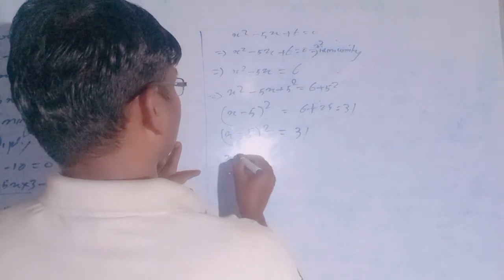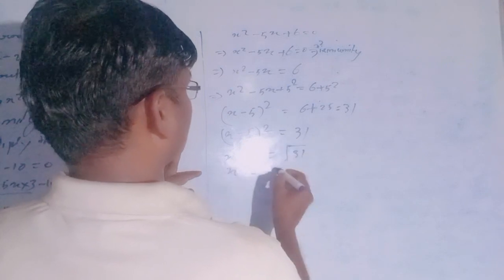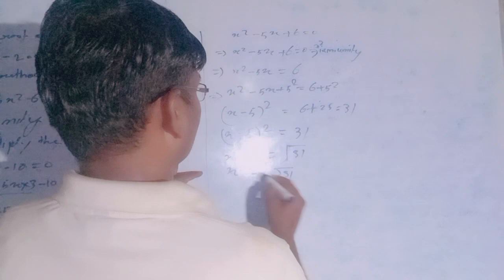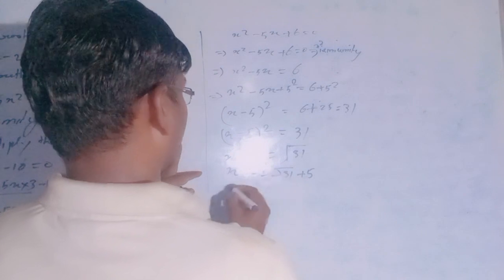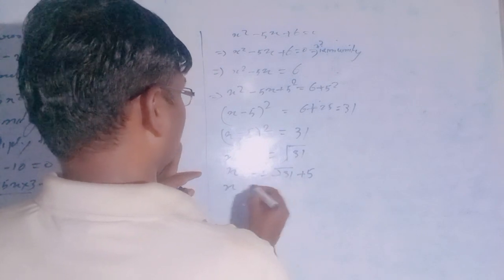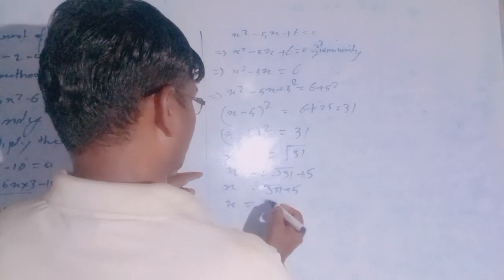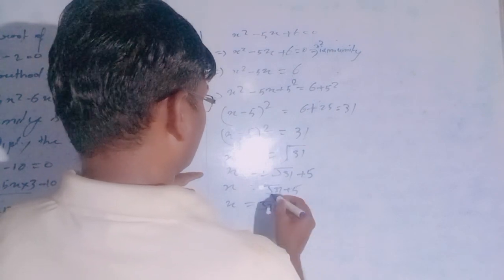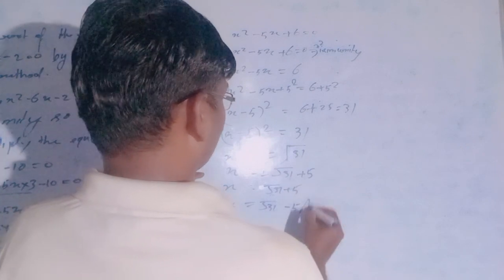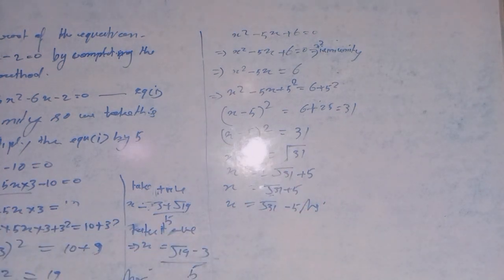Then take the root: x minus 5 is equal to plus minus root 31. So x is equal to root 31 plus 5, if we take the plus. And if we are taking the negative, then root 31 minus 5. So this will be your answer. Okay, so root 31 minus 5 and root 31 plus 5 is the answer of this question.